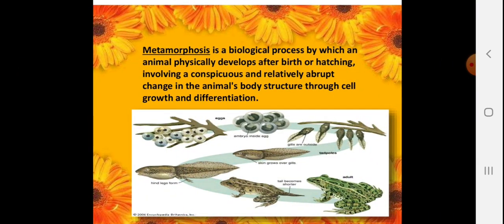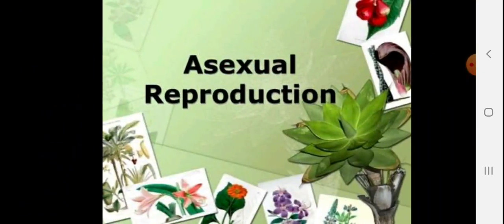Metamorphosis. It is a biological process by which an animal physically develops after birth or hatching, involving conspicuous and relatively abrupt changes in the animal body. So once it has developed, it is delivered, and afterwards its physical changes happen through cell growth and differentiation. Here the metamorphosis of a tadpole into a frog is shown.